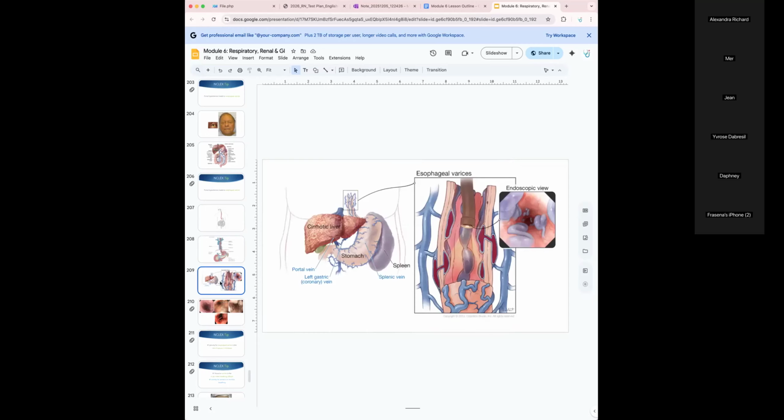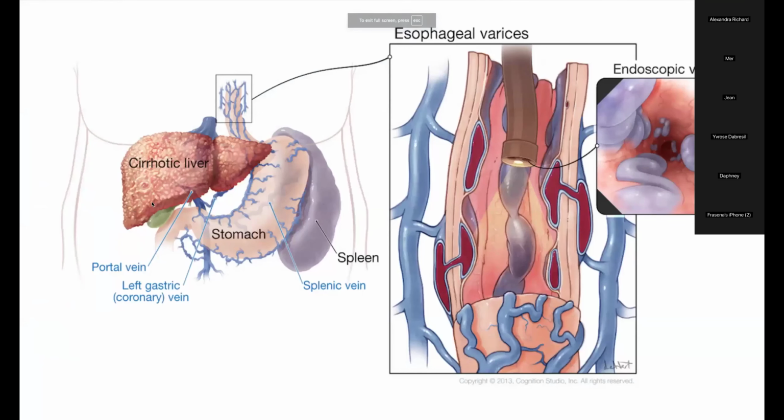And so in this picture, we have a cirrhotic liver, and let me just make this a little bigger. Here we have the portal vein, very congested, and it's going to cause a backup of the congestion to the veins of the esophagus. If we were to put a camera down the patient's mouth and into the esophagus, looking down, look at this picture up here. This is what we would see. We would see these swollen, engorged veins.